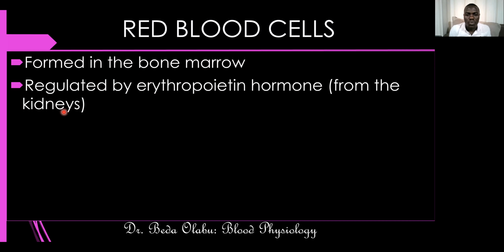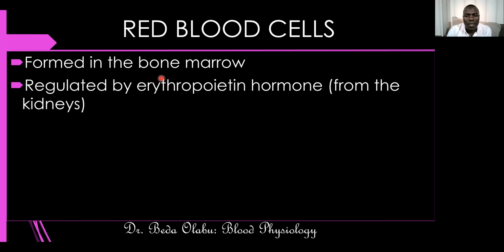The stimulus for production of erythropoietin is low oxygen tension. So when you have low oxygen tension, the kidney produces erythropoietin. Erythropoietin then acts on bone marrow to stimulate red blood cell formation.